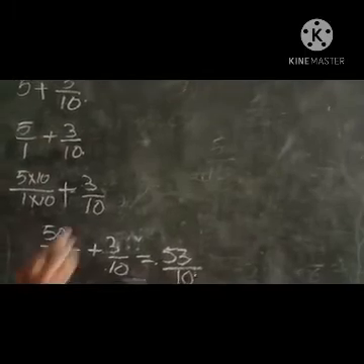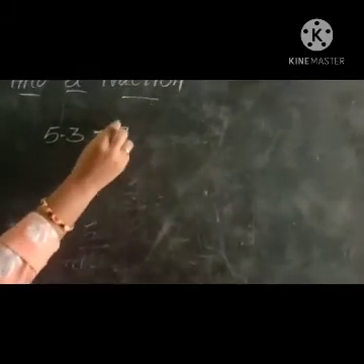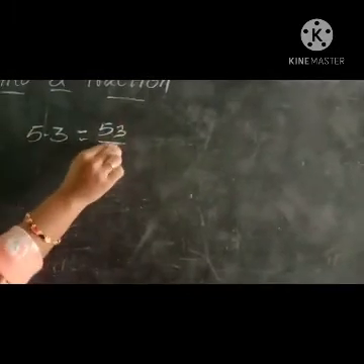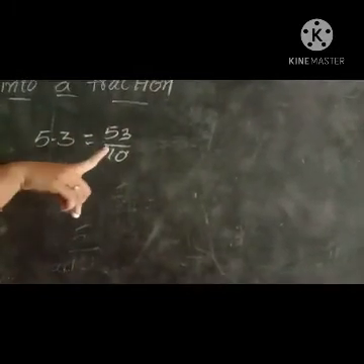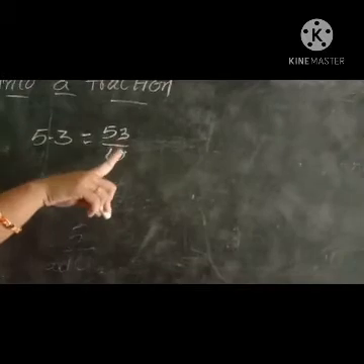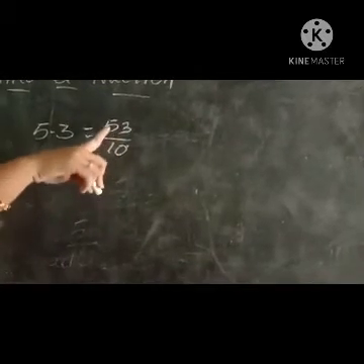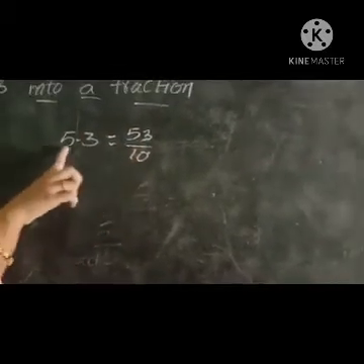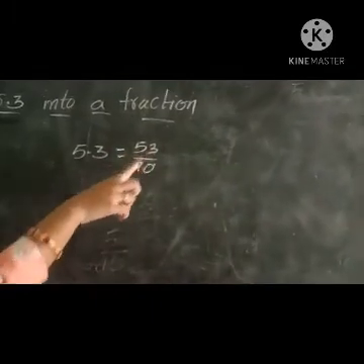So here 5.3 equals to 53/10. This is the decimal number and it converts into which number? Yes, fraction. Ordinary fraction. The number 5.3 is equals to 53 by 10.